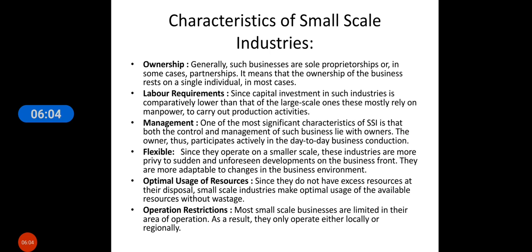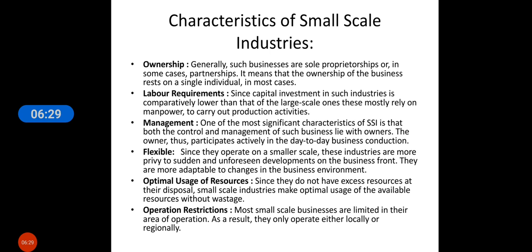Then management. One of the most significant characteristics of SSI is that both the control and management of such business lie with the owner. क्योंकि बहुत बड़ा बिजनेस नहीं है जहाँ आपको बोर्ड ऑफ डायरेक्टर्स, CEO एंड ऑल सब की ज़रूरत है, तो बिजनेस का लेवल भी कम है, तो मोस्टली ओनर ही सब चीज़ें मैनेज करता है. ठीक है. And then flexible.